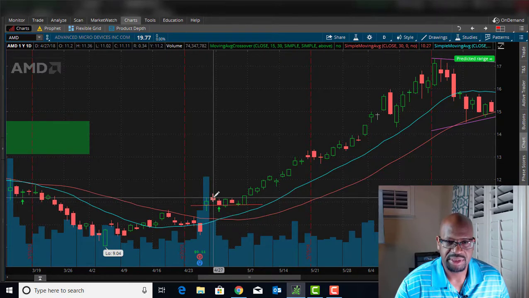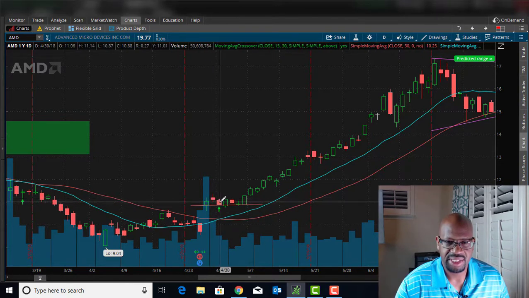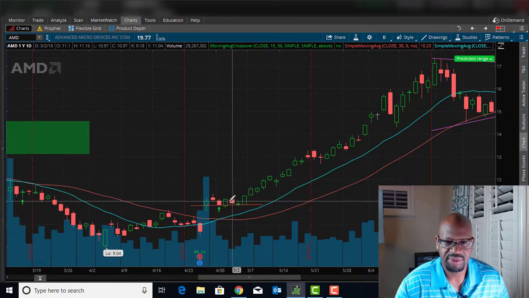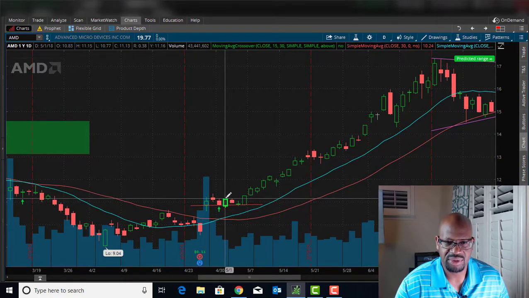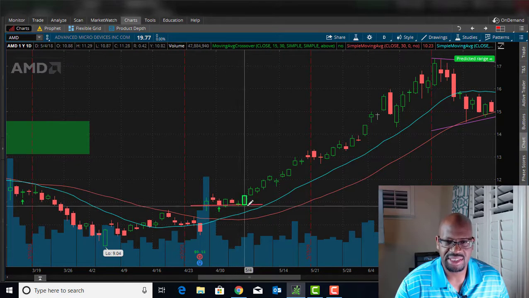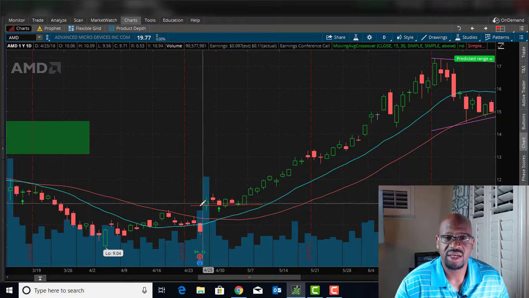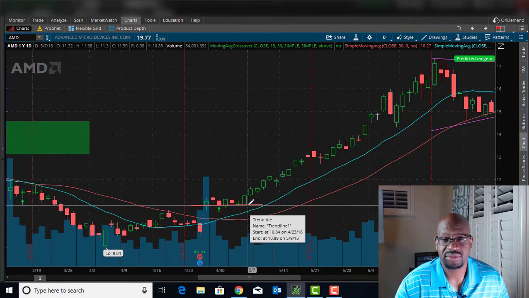It went up a little bit on the next day, but then the day after it fell, but it did not drop below this line. Next day, the same thing. It went a little bit higher that day, but it still stayed around this key level. So this is what we would call a support line.